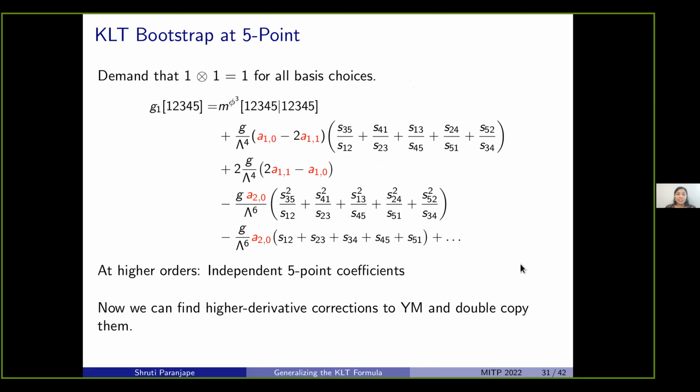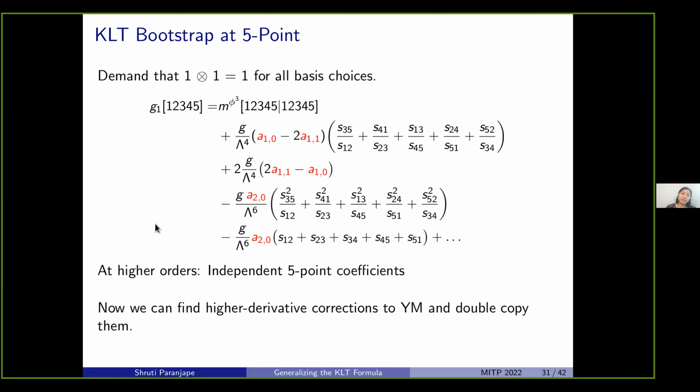And you'll notice actually that up to this order, which is lambda to the 6, there are no independent coefficients at 5 point. Now, this is kind of just an accident of lower orders. At higher orders, you do get independent 5-point coefficients. But these are all the coefficients in red. These are all 4-point coefficients.